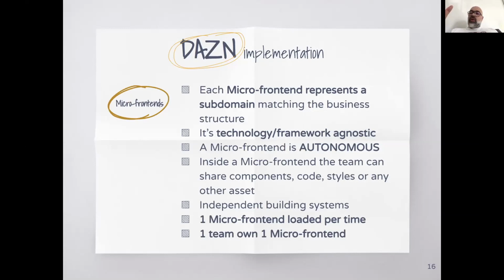So let's define what a micro-frontend is for us. A micro-frontend represents a business subdomain, as I described before. It's technology and framework agnostic. What it means is we can use any technology that we want for every micro-frontend. And it doesn't mean that we need to have multiple frameworks in the same application. In fact, in our case, funny enough, I provided this possibility to go with any technology, and everyone picked the same combination: React and MobX.